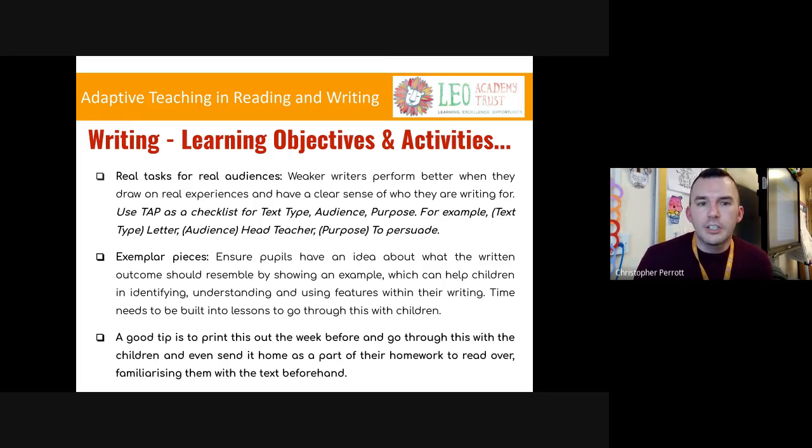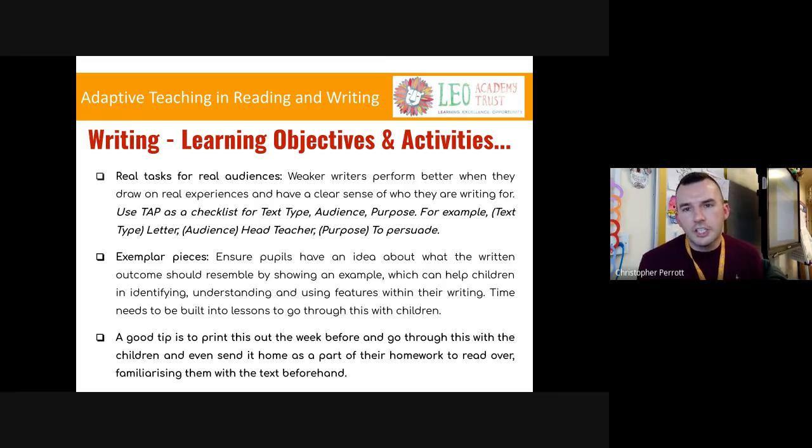You also want to make sure you give children exemplar pieces to refer to as well. Waggles, modelled examples, pieces that have been written that they can refer to and see what it should look like as well. Just because a child is higher up in the school, you shouldn't really assume that they would know how to write a letter. For some, they may never have seen a letter or received a letter. So again, giving them those actual examples so they can see what it looks like.